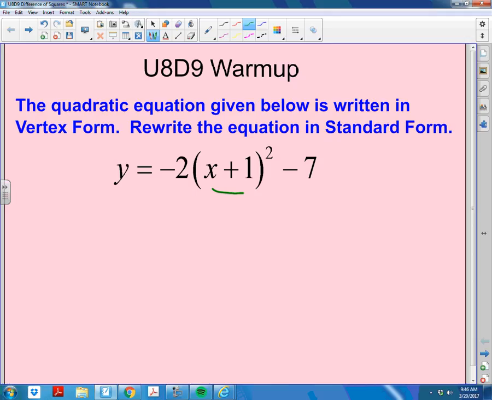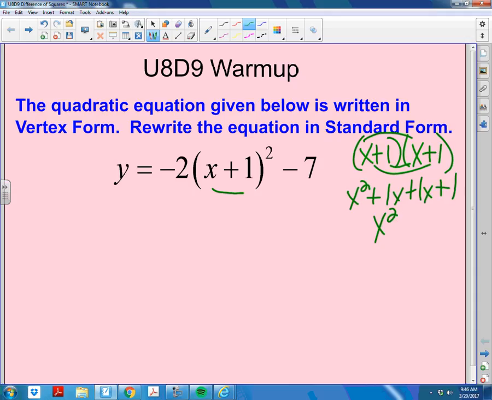X plus 1. So what we really have is x plus 1 times x plus 1, or x plus 1 squared. Now you can do this where you can FOIL or box it or double distribute. I'm going to FOIL it real quick. First two is x squared plus 1x plus 1x plus 1, which is x squared plus 2x plus 1.